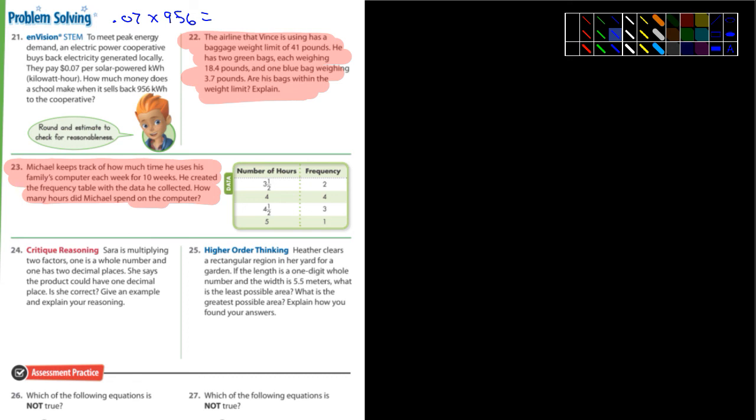25, Heather clears a rectangular region for her yard. The length is a 1-digit whole number and the width is 5.5 meters. What is the least possible area? The least possible area. In other words, what's the smallest number for a 1-digit whole number? Well, it's 1, so I'll let you go from there.